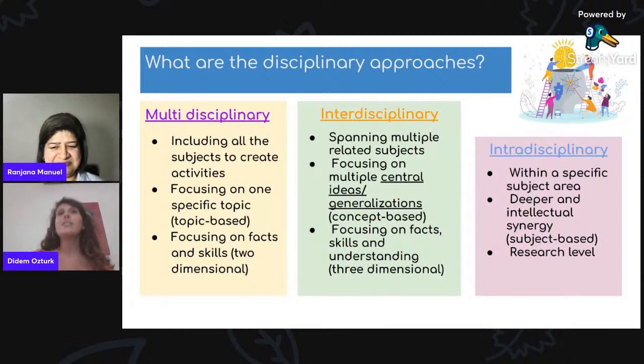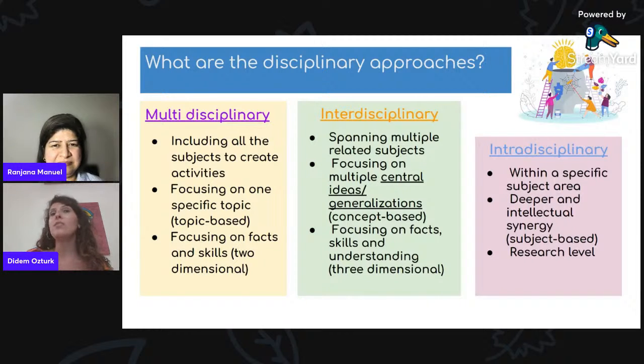Okay. Before I start talking about transdisciplinary, I would like to introduce different disciplinary approaches. And the first one is multidisciplinary. I'm sure that we're quite familiar with this. Maybe at the beginning of our teaching experience, we have experienced that. How it looks like. It includes all the subjects to create activities. It's more activity based and often focusing on one specific topic because it's also topic based. Also focusing on facts and skills. It's a two-dimensional model of disciplinary.